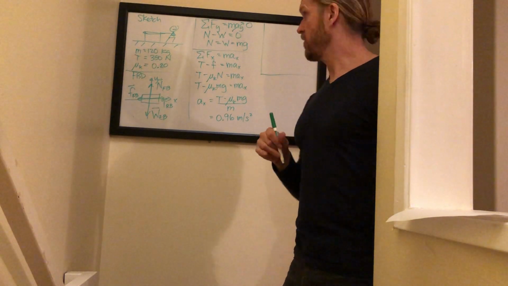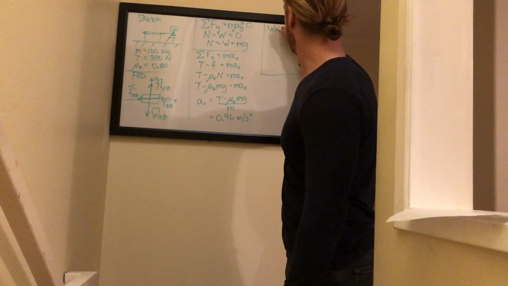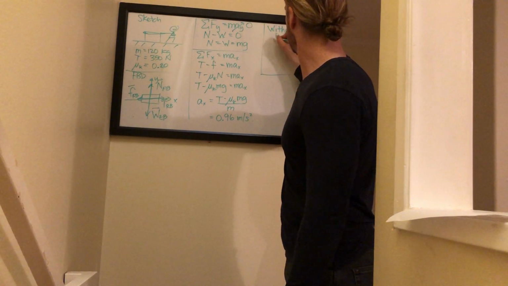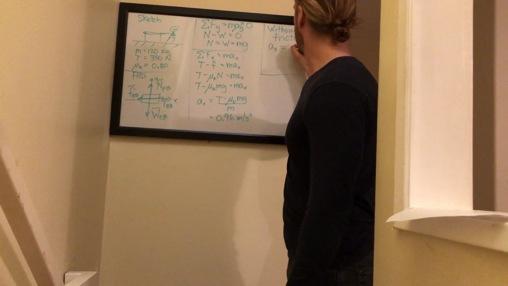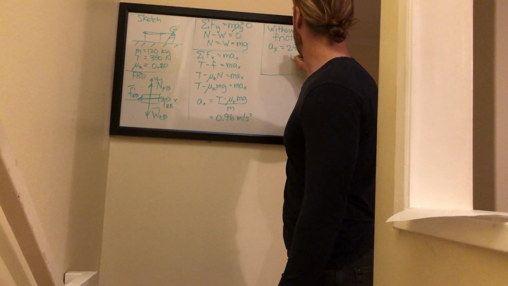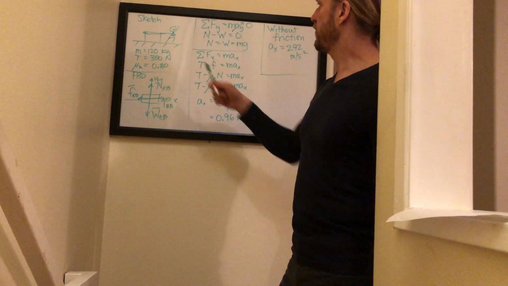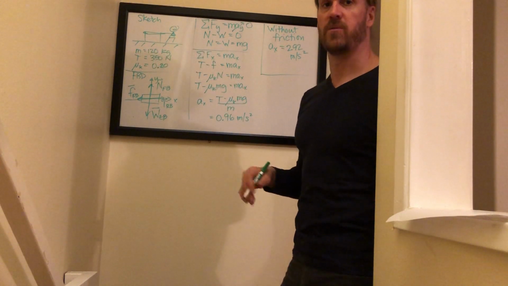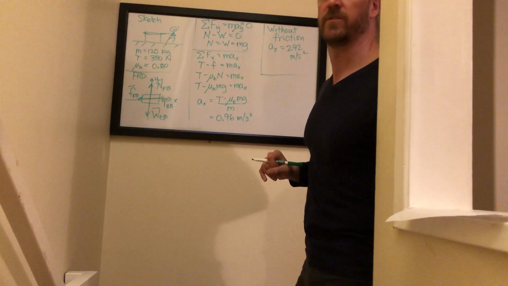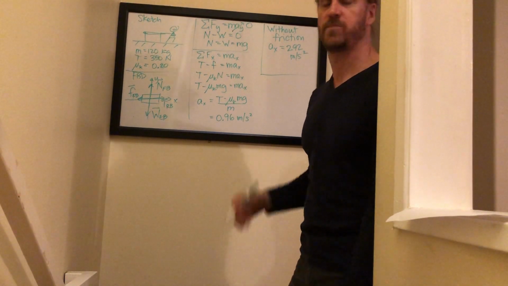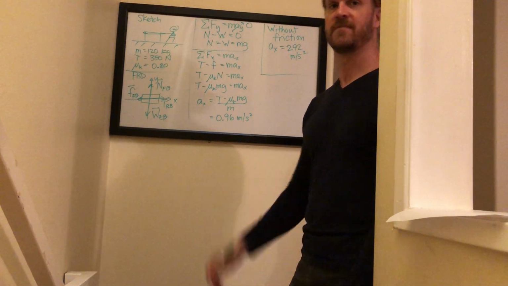Now earlier when we solved problem 3 without friction, we found that the acceleration was 2.92 meters per second squared. So introducing friction into the problem between the box and the floor decreases the acceleration value quite a bit, which makes sense because when there's a lot of friction between two surfaces, it's harder to move them.